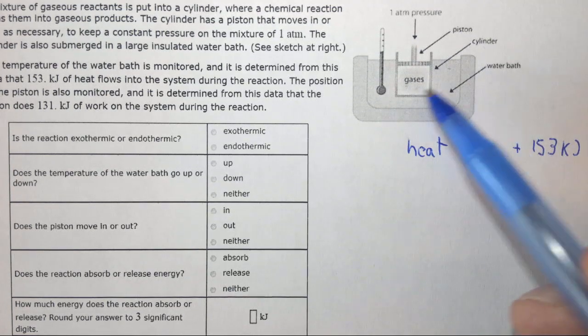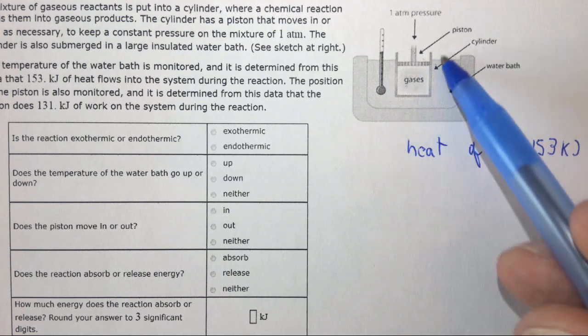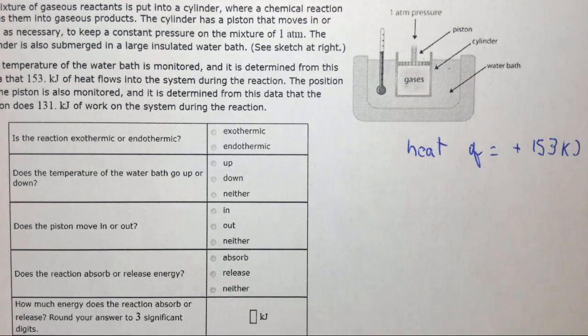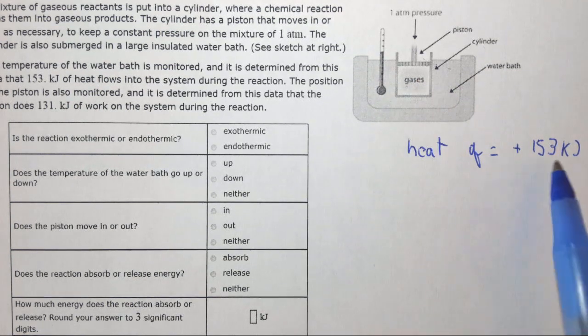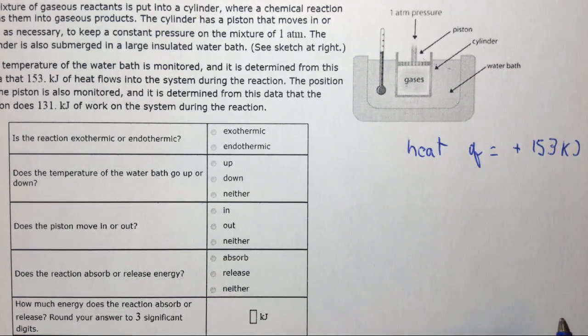Energy can never be created or destroyed. So we have to talk about a specific system because the overall energy change must be zero. So therefore, in this specific system here, in this reaction, it gained 153 kilojoules of energy.